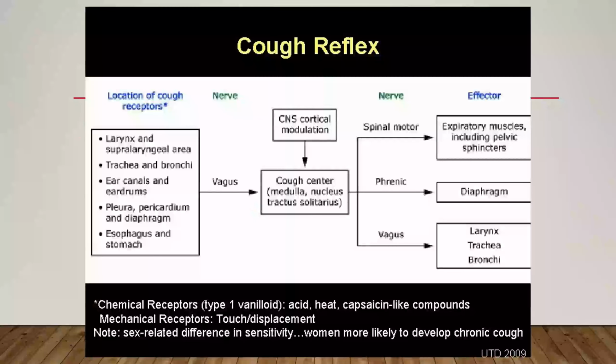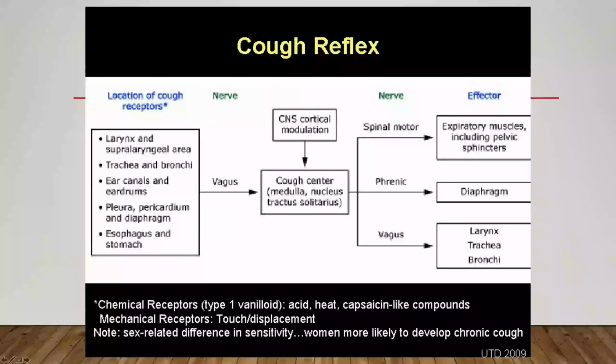So the cough reflex: the location of the cough receptors. Pay attention to the location. Starting from the larynx, supralaryngeal area, trachea, bronchi, all the way through the airway, the cough receptor is here. Now the ear canal and eardrum. So ear wax can also trigger cough.